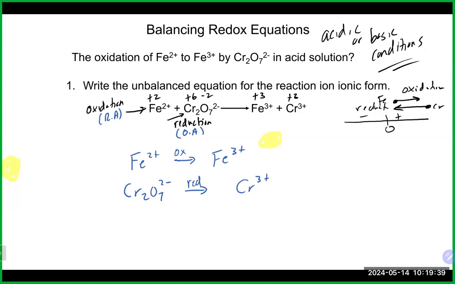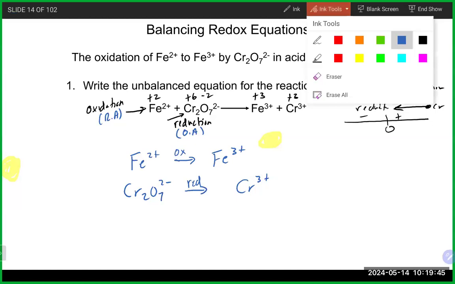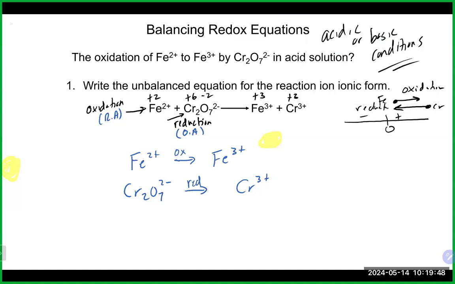Once you have split off the equation into its half reactions, the next thing that you want to do is balance everything. So we're going to split into half reactions, then balance all elements except hydrogen and oxygen. We're just going to balance any element that needs to be balanced, like a normal coefficient type balancing situation. So we have one iron on each side, so we're good.